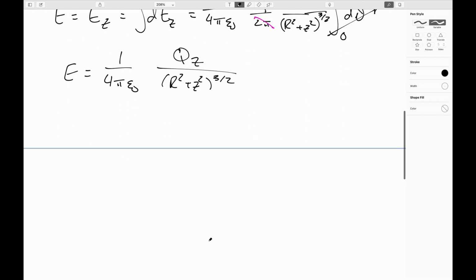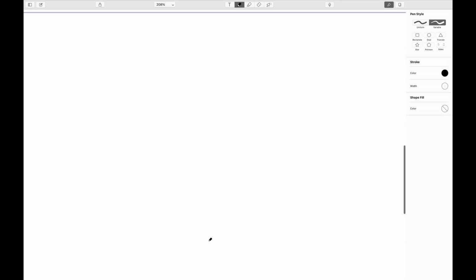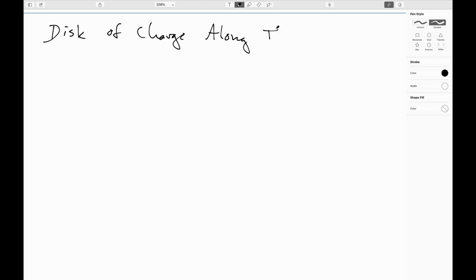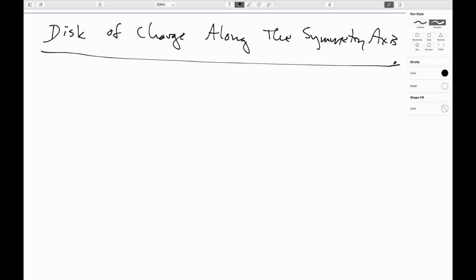All right. So something that physicists like to do as much as possible is see if they can recycle results. Usually we try to be cute about it and say we're extending the work. And the logical extension here is to think about a disk of charge. And again, this will be along the symmetry axis.